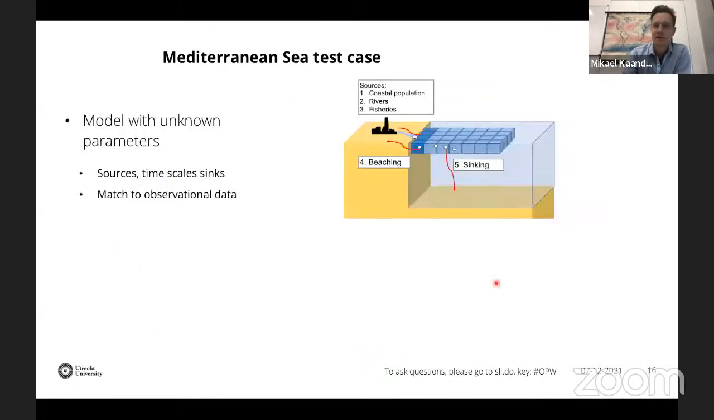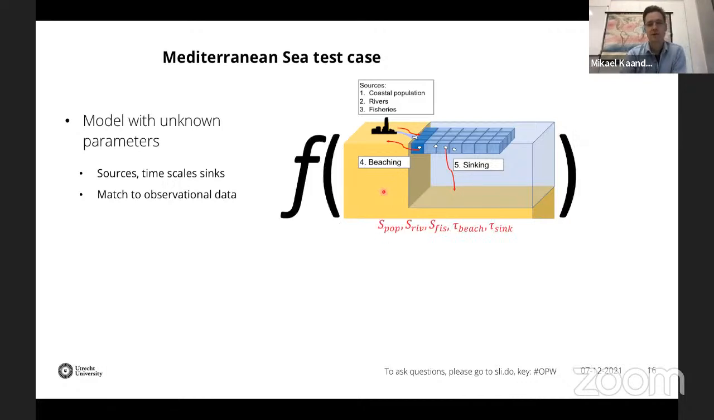So here we have a schematic of the model. We assume there are 3 types of sources, just like for the project in the North Sea. We assume that particles might originate from the coastlines, from rivers, or from the fishing industry. And then we consider what we think are the 2 dominant sinks for plastics. So plastics can end up on coastlines, so beaching, and plastics can sink down over time.